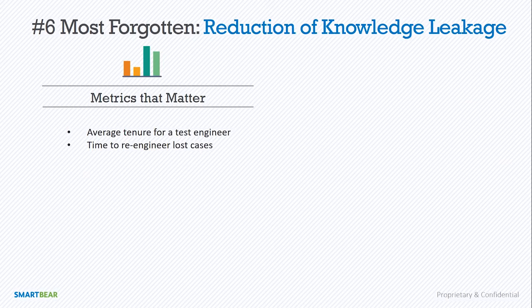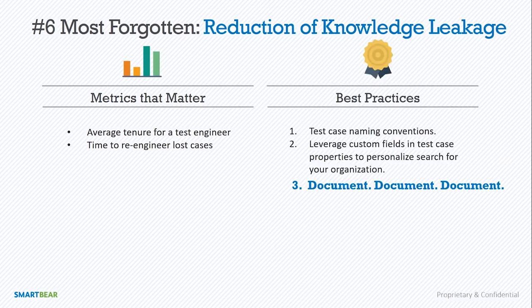And so one thing to keep in mind to prevent this is to make sure that you have really standardized, personalized-for-your-organization naming conventions for your test cases. But as I mentioned earlier, leverage those custom fields in test case management properties or test case properties to personalize search for your organization. And last but not least is to document, document, document. Having great process documentation and even test case documentation will help you prevent knowledge leakage from happening and save time to re-engineer those lost cases. And also, if you have good insight into those documents, you'll be able to figure out what tests maybe aren't important anymore.